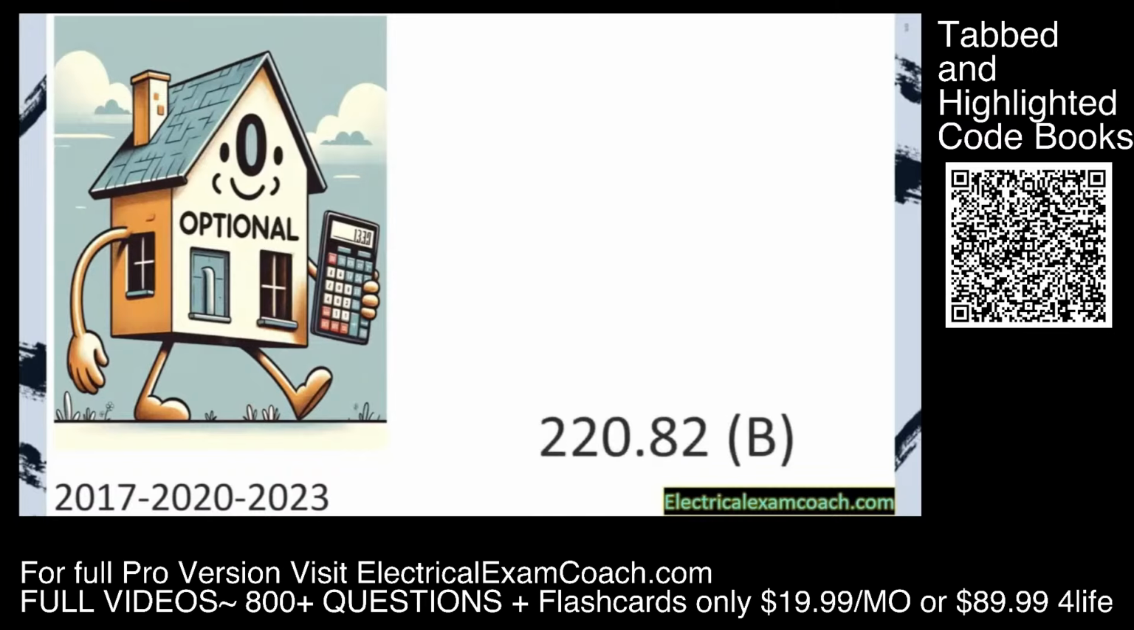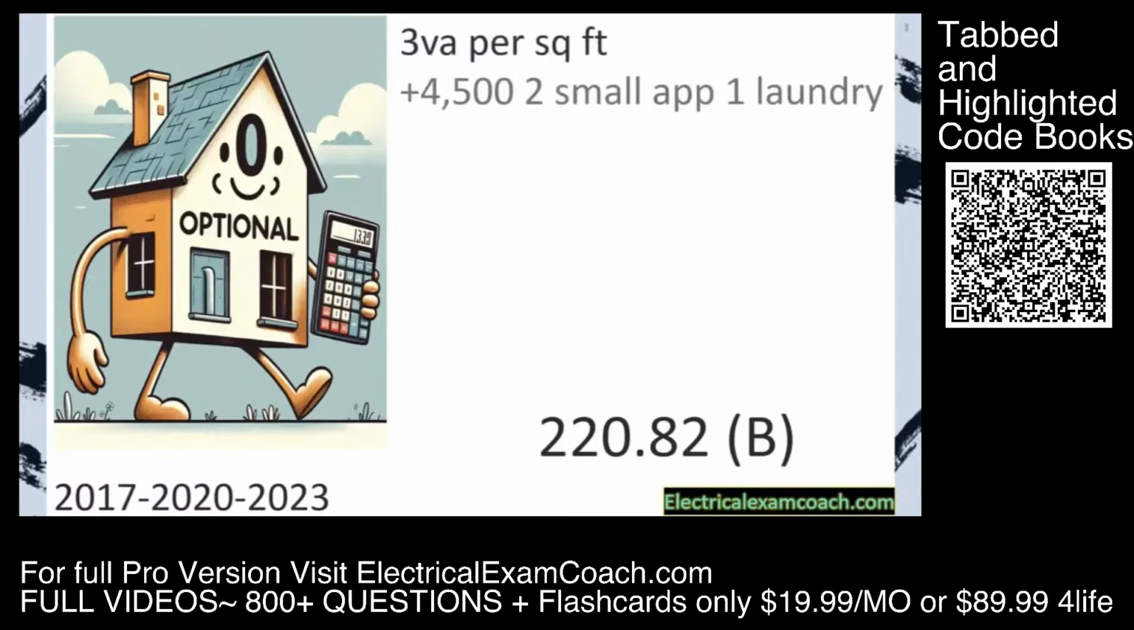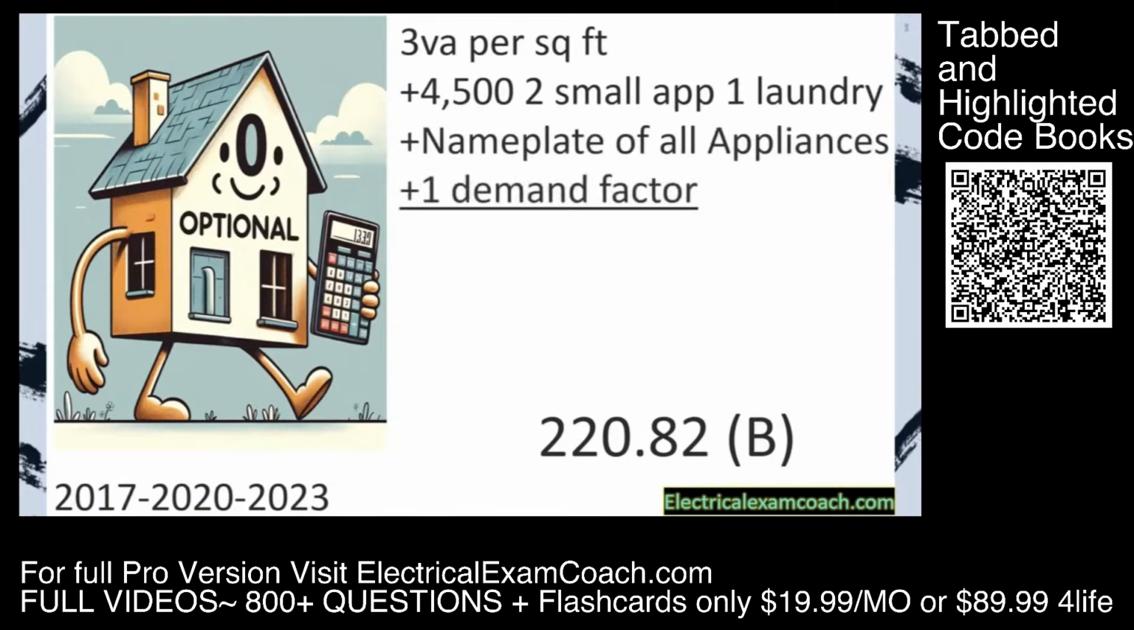We're going to find all these rules laid out in 220.82. Specifically, we're going to be focusing on part B. It's very simple. It took me about 6 videos to teach you how to do the standard method. It's only going to take me 1 to teach you the optional method. We're still going to do our 3 VAs per square foot and our 4,500 VAs for our 2 small appliance and 1 laundry. Then we're going to take that and take the nameplate of all appliances, and we're going to apply 1 demand factor. Then that's going to give us our new reduced load.